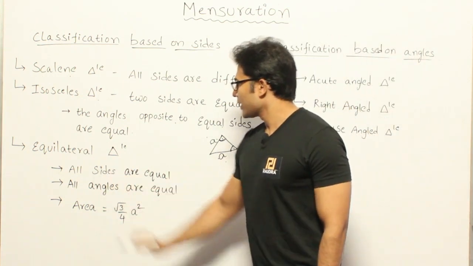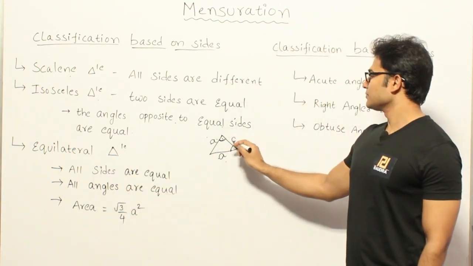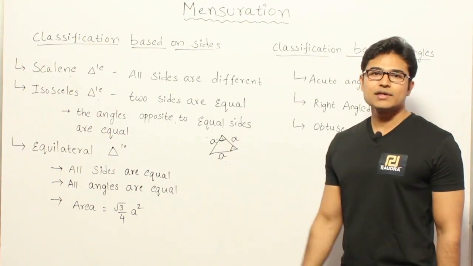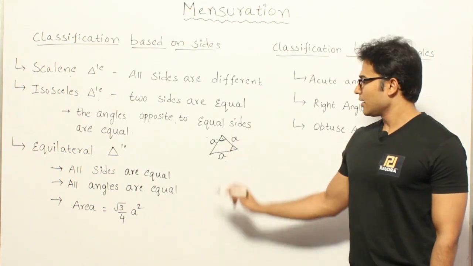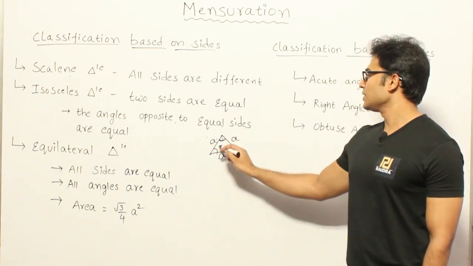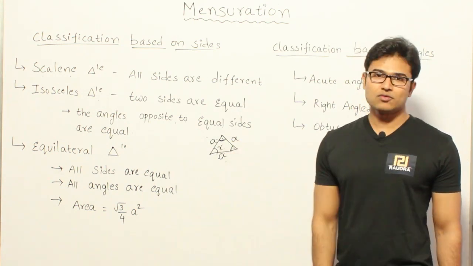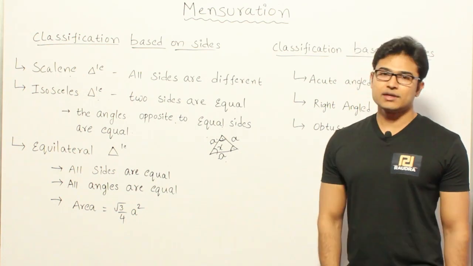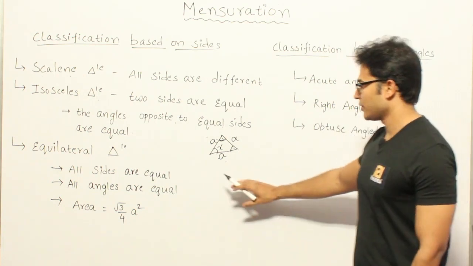Now, equilateral triangle. If all the sides are equal, then it is called an equilateral triangle, right? And all the angles will also be equal in that case. If you assume that each angle is x, then 3x equals 180, so x equals 60 degrees in an equilateral triangle.